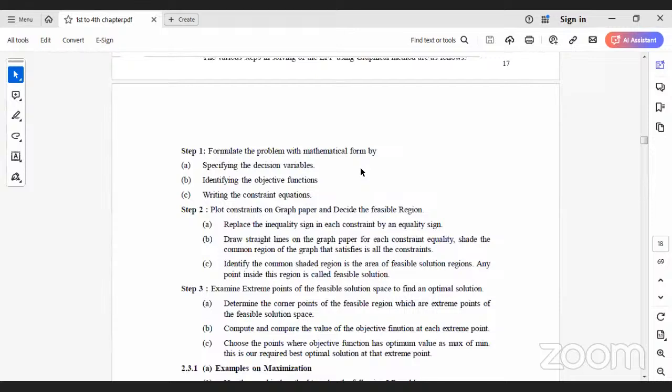First, how do we find out the problem, decision variables and objective function. Step 2: plot. What is the meaning of plot? After converting inequalities to equations, we put x equal to 0 and y equal to 0 and find points. Yes, we can plot points. Plot the constraints.